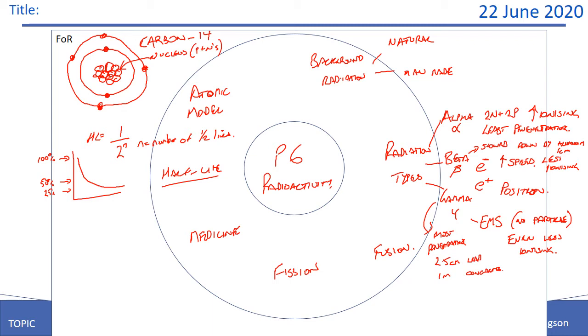Another 5,730 years, it'd be a quarter, and so on, until eventually you get to a point where there's so little. This is how we know when we dig something up that was alive, something biological. We can measure how much carbon 14 is left in it and tell you when it died.